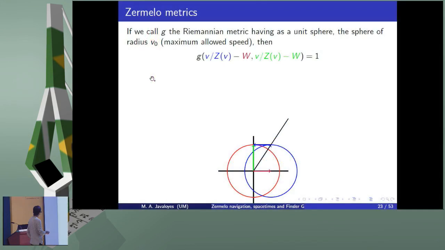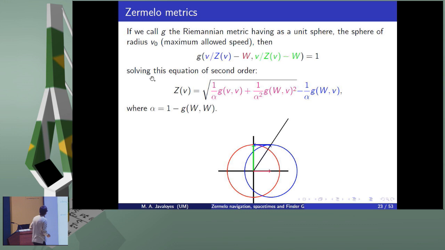So here is in the first sphere. So its norm with g, with the initial Riemannian metric, is equal to 1. Okay? So, well, this is a second order equation in C on V. As g is a Riemannian metric, it's linear, so you can transform this into a second order equation. You can solve the second order equation, and you obtain this expression. So this is the expression for the Zermelo metric. And this is a Finsler metric, okay?